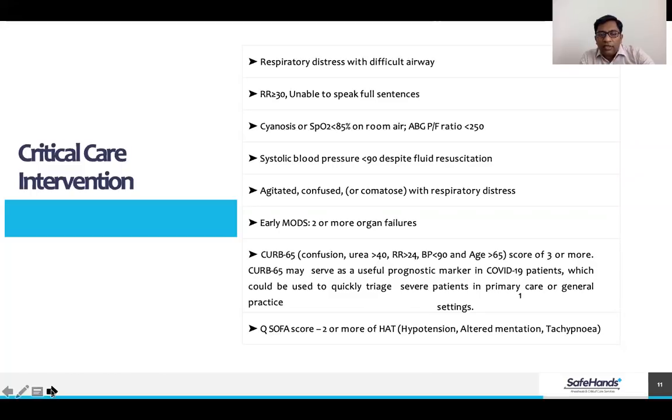CURB-65, that is confusion, urea more than 40, respiratory rate more than 24, systolic BP less than 90, age more than 65. A score of 3 or more in CURB-65 may serve as a useful prognostic marker in COVID-19 patients, which could be used to quickly triage severe patients in primary care or general practice settings. SOFA score of 2 or more, that is hypotension, altered mentation, and tachypnea. All these patients should have critical care interventions.